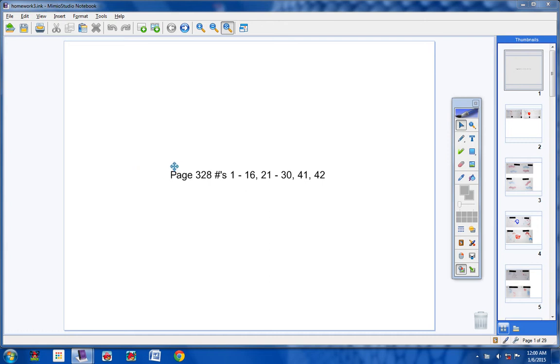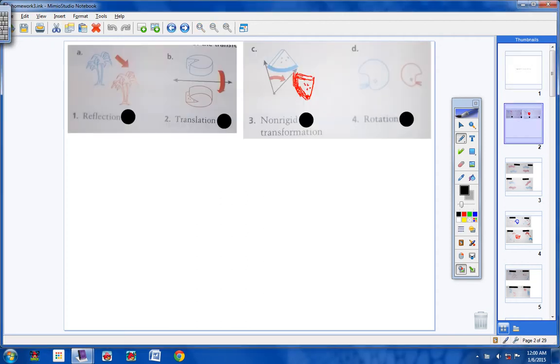Welcome to the homework help video, page 328. Let's go ahead and get started with the problems, okay? Let's take a look at numbers 1 through 4. The directions say to match the name of the transformation with its diagram, okay?